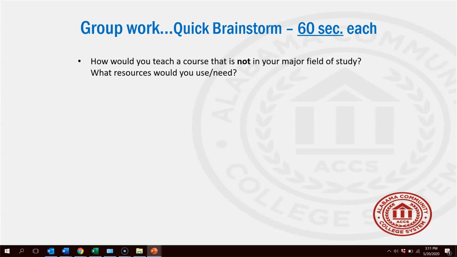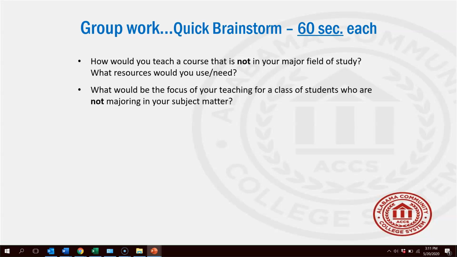So if we were doing this in a group work session, we'd ask, how would you teach a course that was not in your field of study? What resources would you use? And the first thing you think is, why am I teaching a course that's not in my field of study? But the point is, what resources would you use? You would have to go somewhere to find those resources. What would be the focus of your teaching for a class of students who are not majoring in your subject matter? And keep in mind, the vast majority of students in gen ed classes are not majoring in that subject matter. So what would be the focus?